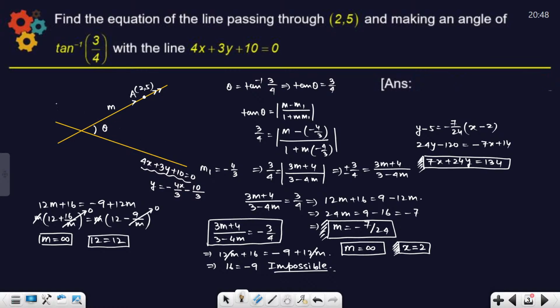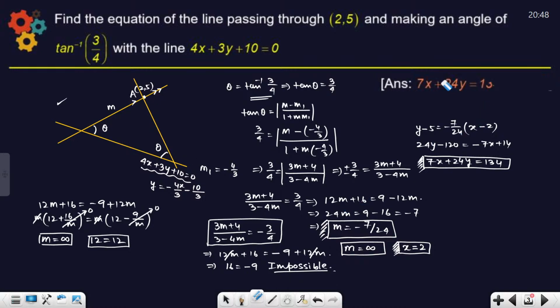In this diagram, we can see only one line is there. So why two lines are coming? Obviously, two lines will come because there will be one line passing through this point also, like this. In this case also, this angle is theta, which is tan inverse 3 over 4. And that is the reason why two answers came, because there are two possible straight lines which fulfil the condition given in our problem. Clear?